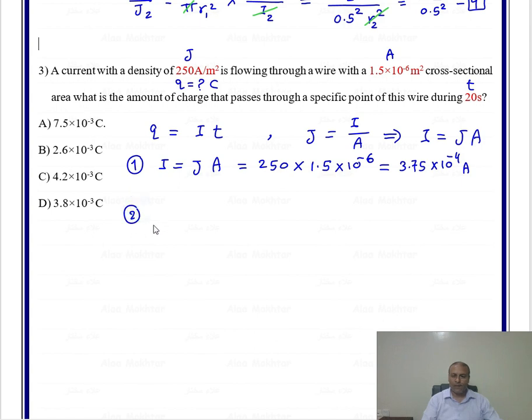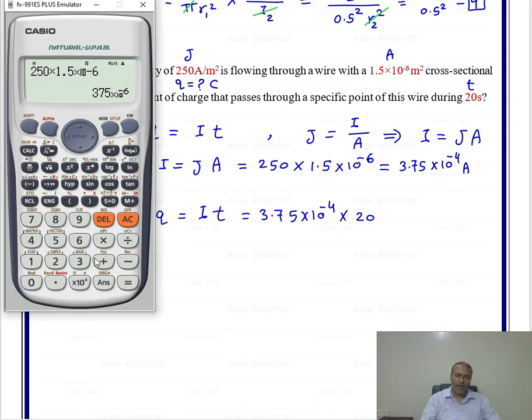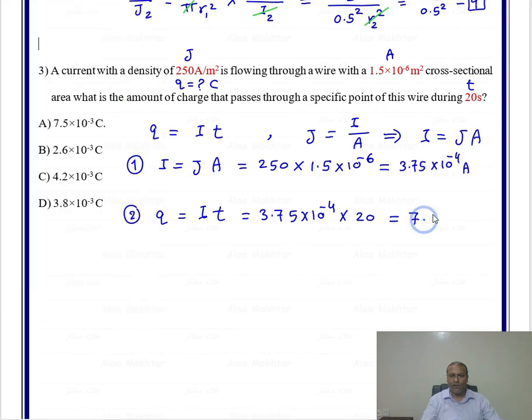The second step, Q equals I times T. Answer multiply time, which is 20. Answer times 20 equals 7.5 times 10 to the negative 3 coulomb. Our answer we can write as 7.5 millicoulomb or keep it like that.